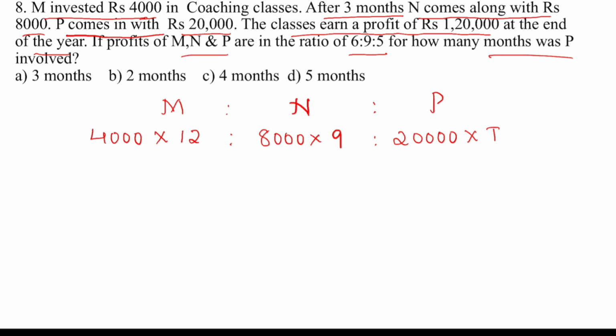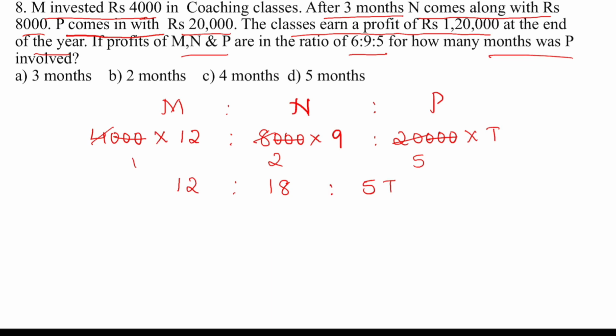Now what can we cancel? 3 zeros here, 3 zeros, 3 zeros. Then 4 ones are 4, 4 twos are 8 and 4 fives are 20. So it is 12 is to 18 is to 5t is the ratio.